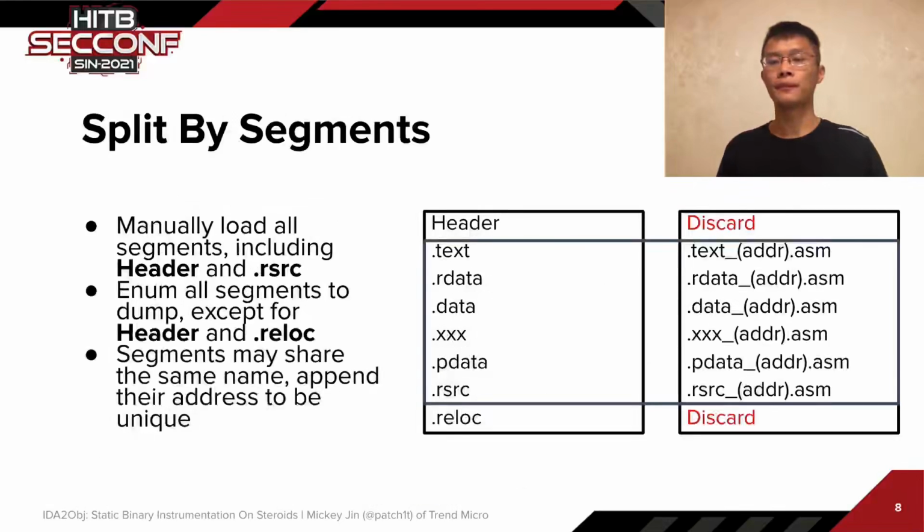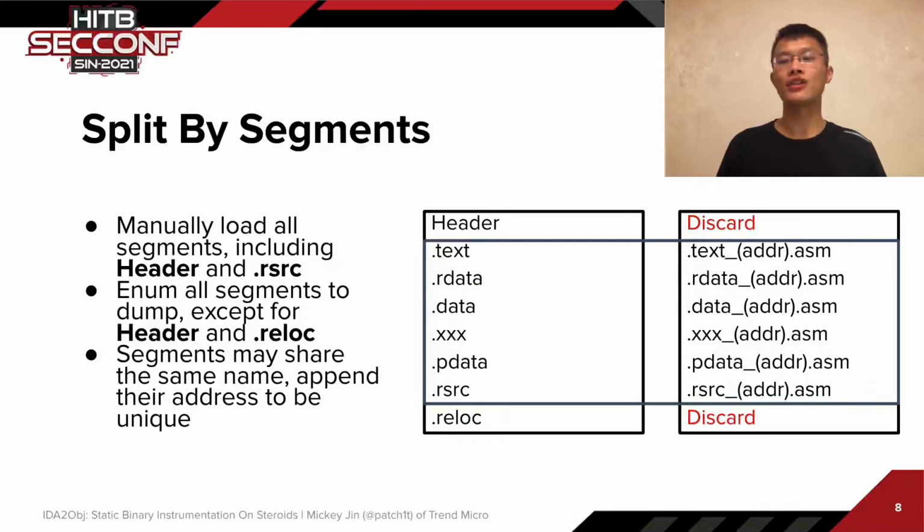As just said, MASM has difficulty processing one big file, so we must split it into small ones. Splitting by segments is a good choice. We should manually load all segments, including the header and the resource segment. Then enumerate all segments to dump, except for the header and the relocation segment. Segments may share the same name, so just append their address to make it unique.